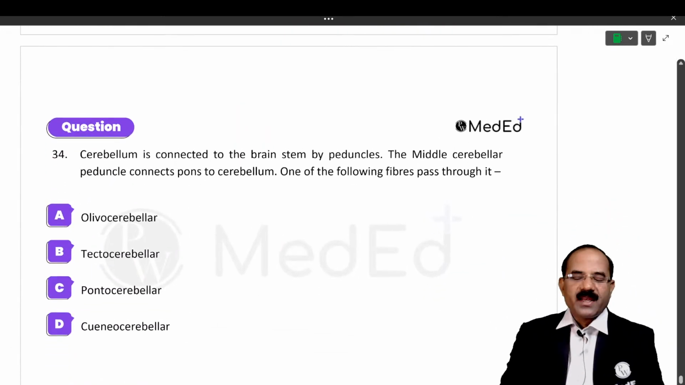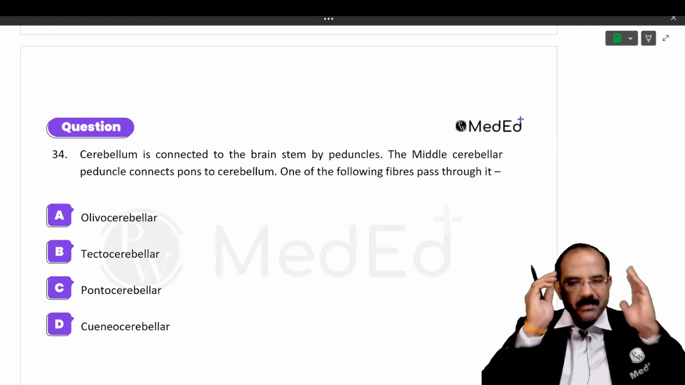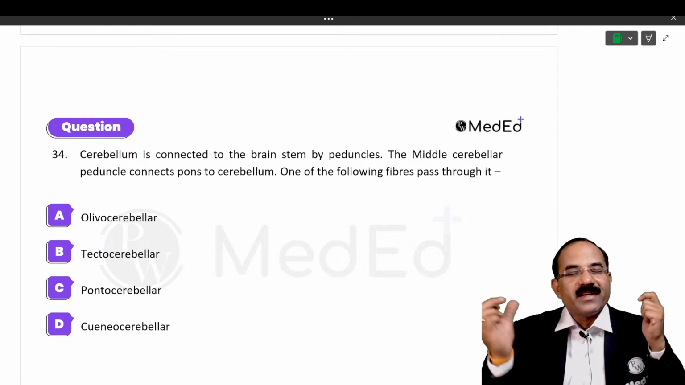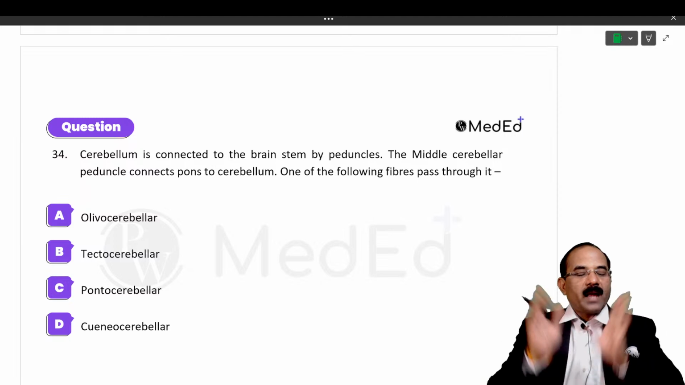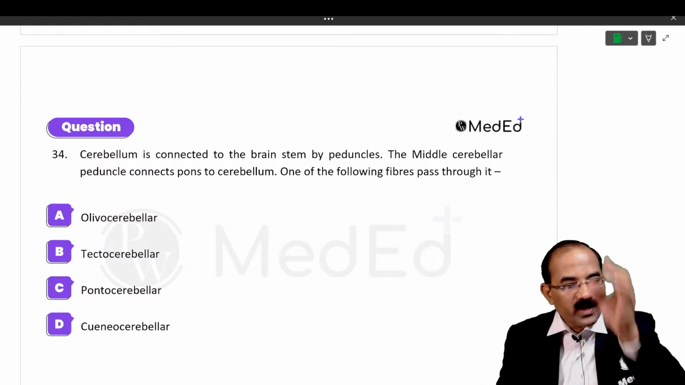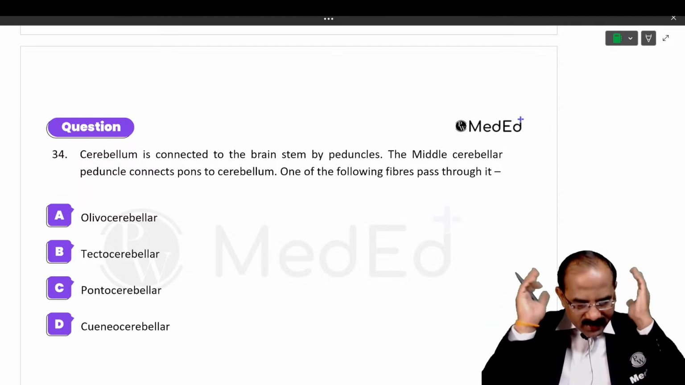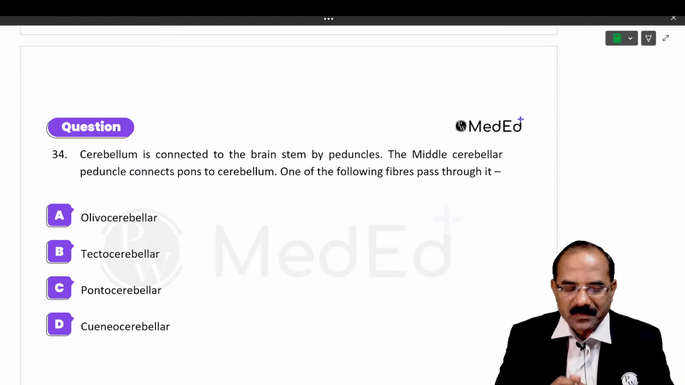Come on students, cerebellum is connected to the brainstem by peduncles. Correct है ना? Cerebellum midbrain को कैसे connect होता है? Superior cerebellar peduncle. Pons को कैसे connect होता है? Middle cerebellar peduncle. And medulla को कैसे connect होगा? Inferior cerebellar peduncle से. तो ये तीन peduncles है, they connect the cerebellum to the brainstem.